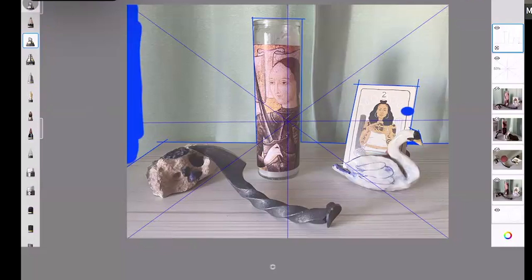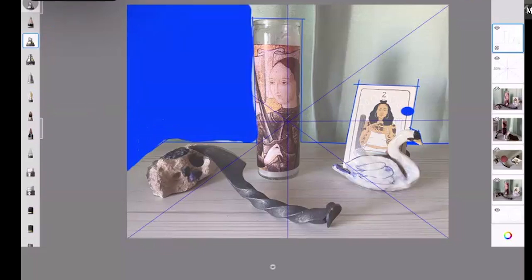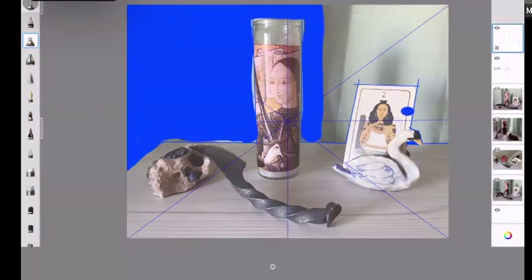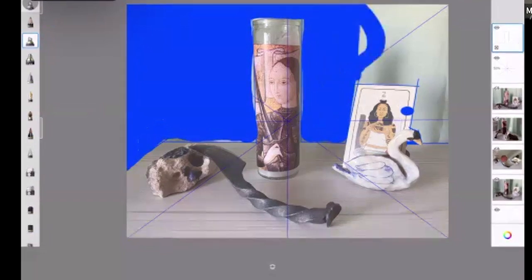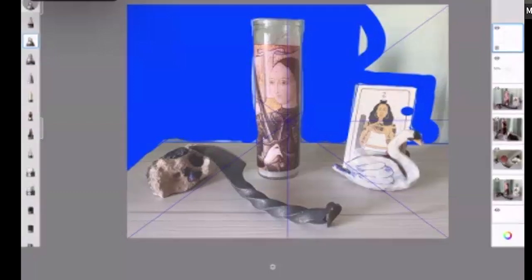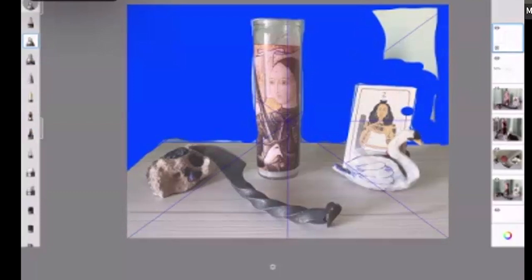So this is all going to be negative space. Just imagine I'm precisely drawing that right up to the edge. Don't pay any attention to how I'm not going right up to the contour. I'm doing my best. I'm doing my best. Okay, there we go.